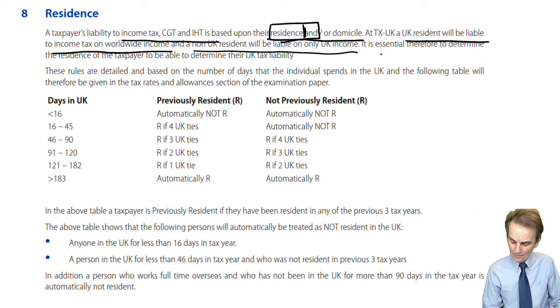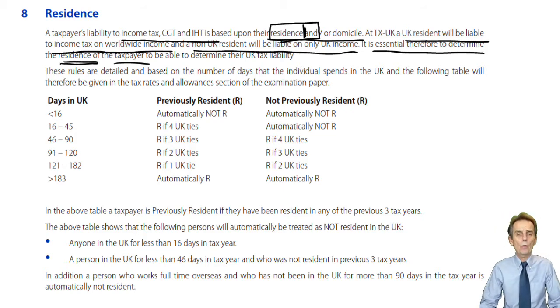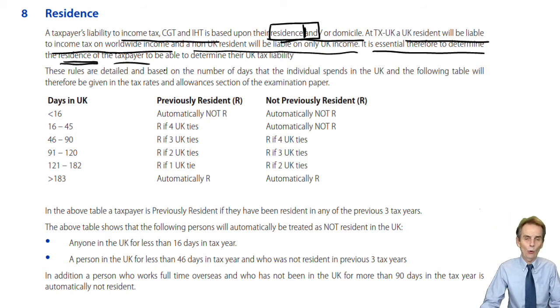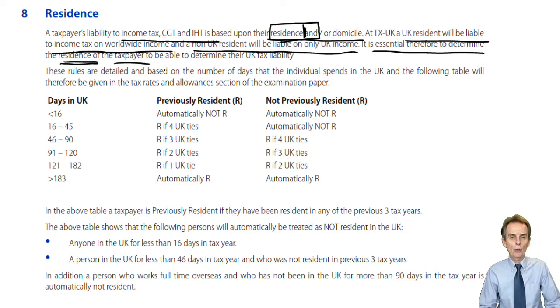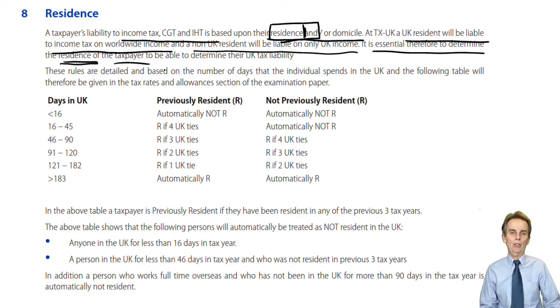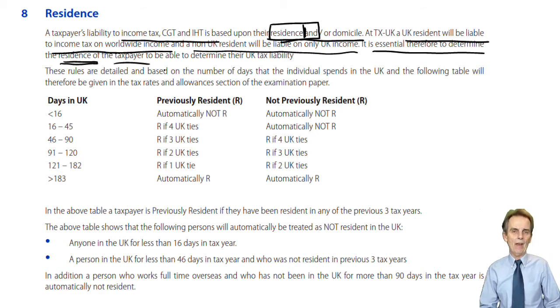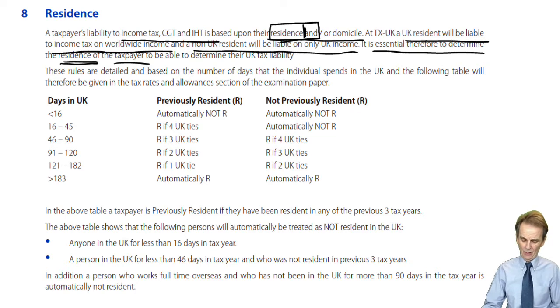It is therefore essential to determine the residence of the taxpayer. If we don't know whether the taxpayer is UK or non-UK resident, we do not know whether to simply tax them on their UK income or on their worldwide income. And what we get tested on, and this again could be a very easy test in the form of an objective testing question, or it could be involved in relation to a part of a written question, but it lends itself more effectively, I would say, to an objective testing question.